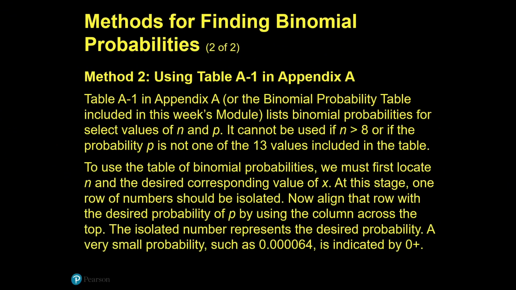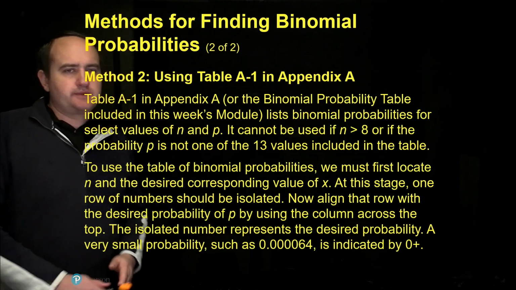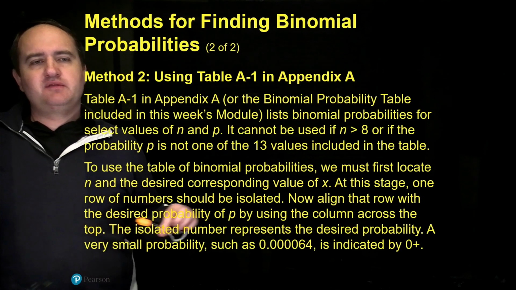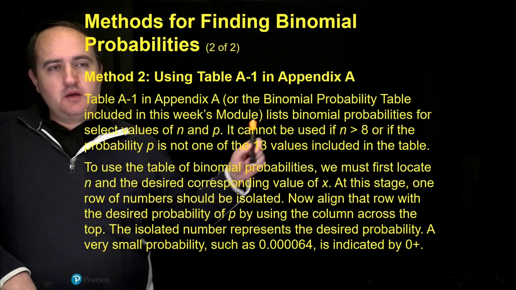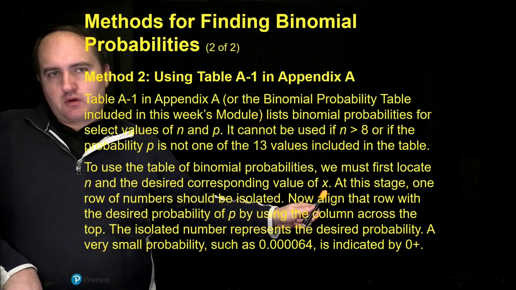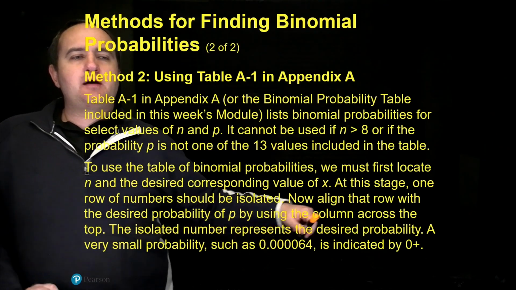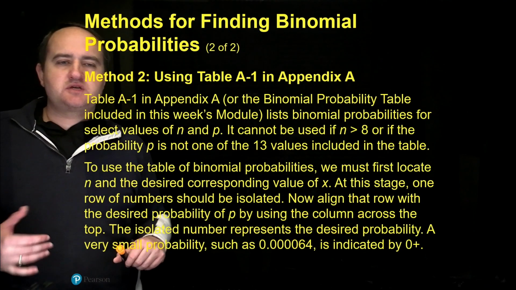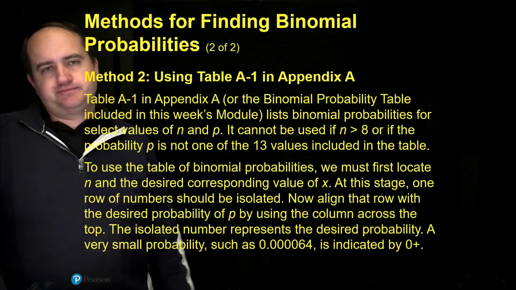Okay, and then I wanted to point out what we're going to be doing. To use the table, we must first locate N and the desired corresponding value of X, or in the case of the binomial probability table that I just showed you, instead of X, they would call it R. At this stage, one row of numbers should be isolated. Now align that row with the desired probability of P by using the column across the top. The isolated number represents the desired probability.